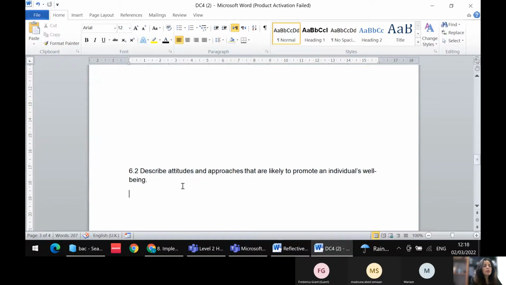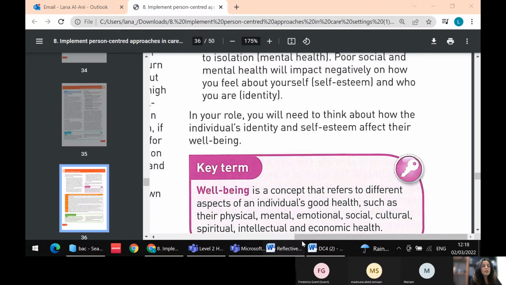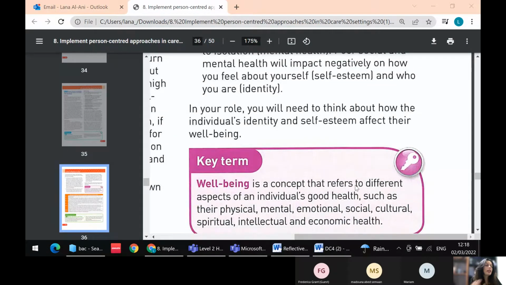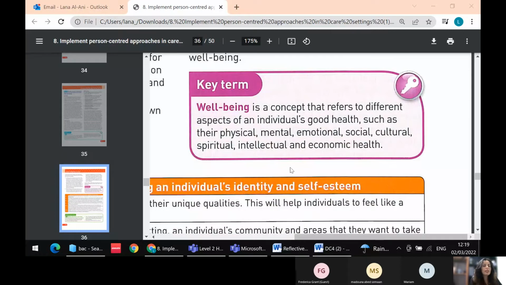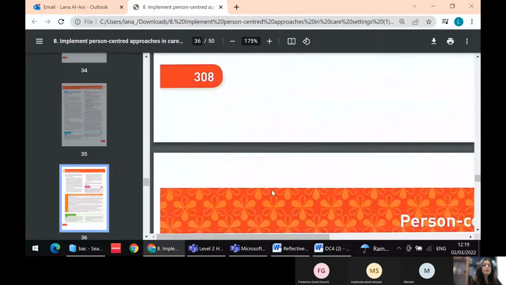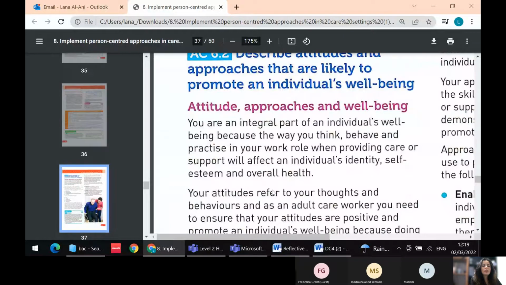So now describe the attitude and approaches that are likely to promote an individual's well-being. So what is the attitude and approaches that promote people's well-being? What would you do to promote well-being? So as you can see here, well-being is a concept that refers to different aspects of individual good health, such as physical, mental, emotional, social, cultural, spiritual, intellectual, economic health. And all this is to do with your well-being. Now, what are the attitudes and approaches that are likely to promote the individual's well-being?